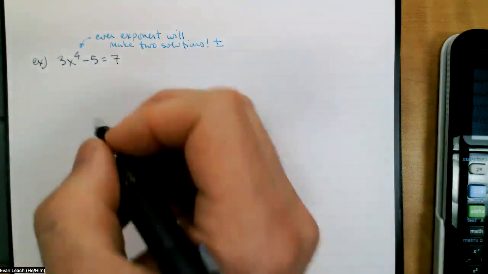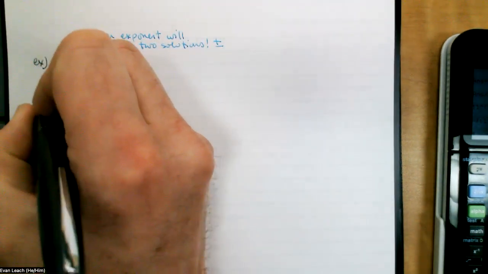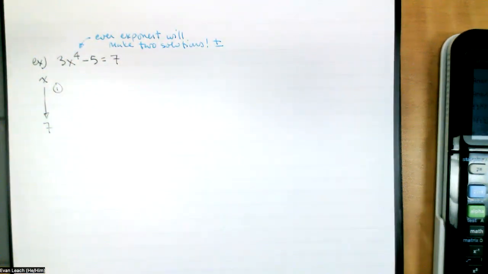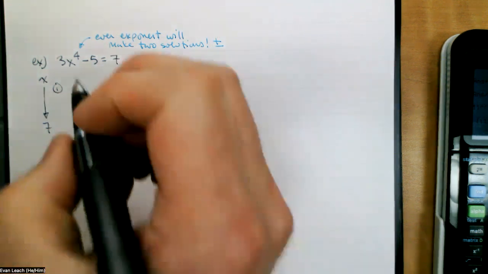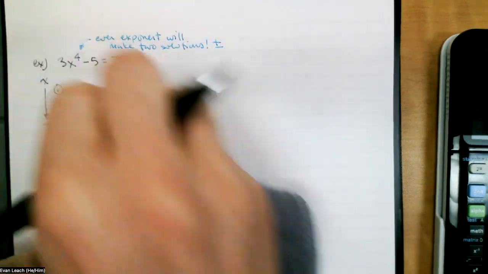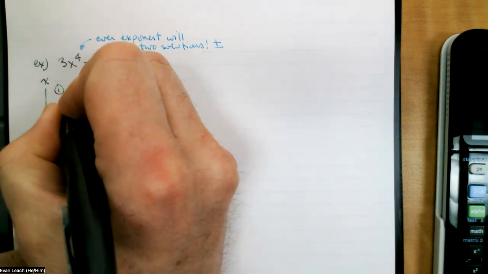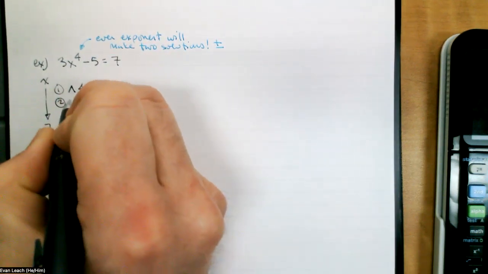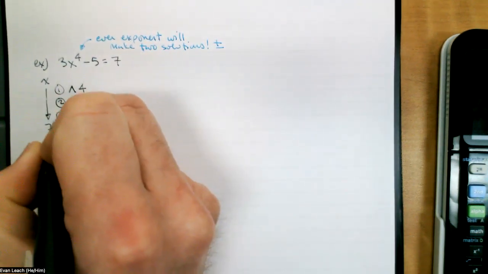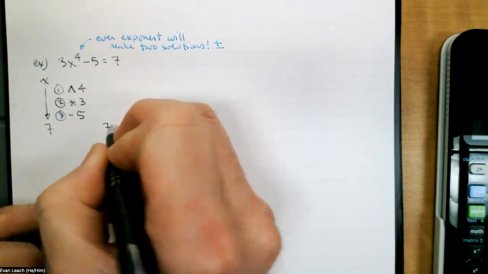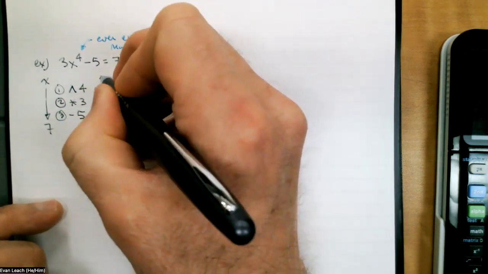Now let's read. What turns x into a 7? First of all, we know there are going to be two things that do this. The first thing that happens to the x is it gets raised to the 4th power, an even exponent. The next thing that happened is we multiplied by 3. And the third thing that happened is we subtracted 5 and landed on 7. So let's do the inverse operations in reverse order to figure out what two x's we have.